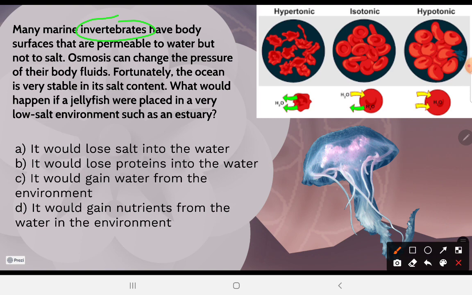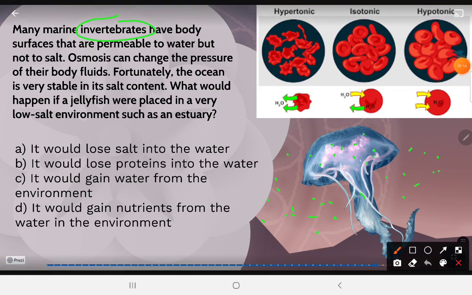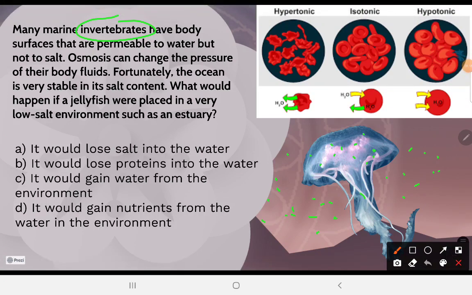Fortunately, the ocean is very stable in salt content. What would happen if a jellyfish were placed in a very low salt environment, such as an estuary, which is just a freshwater place? Okay, so here's the thing. Jellyfish live in salty environments, so these little dots are going to be salt, right? And that means that they must also have salt in their body. And the reason why is water tends to follow salt. Water is a follower.